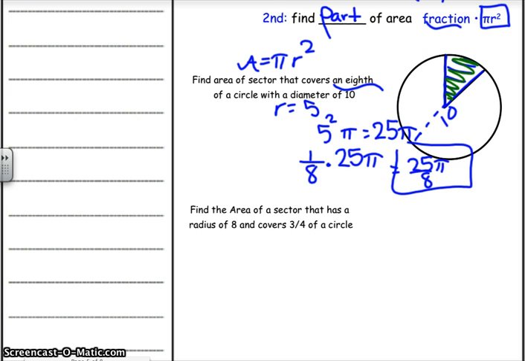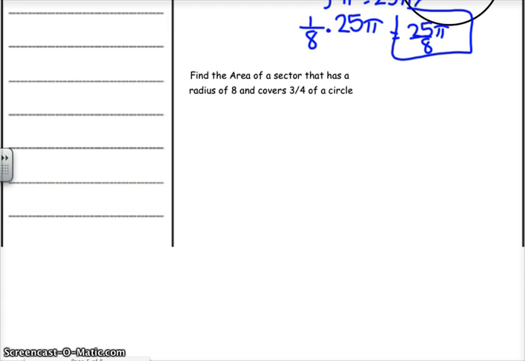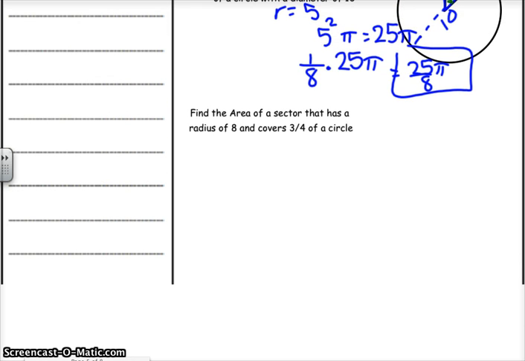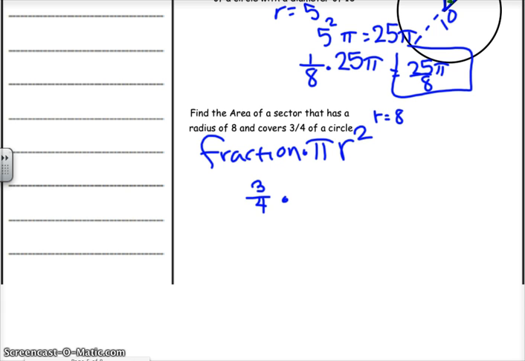Okay, find the area of a sector that has a radius of 8 and covers 3/4 of the circle. Again, you go fraction times pi r squared is really what you're doing. You're doing the part the sector takes up times the whole area. R is 8, so the fraction is 3/4. 3/4 times 8 squared is 64, 64 pi.